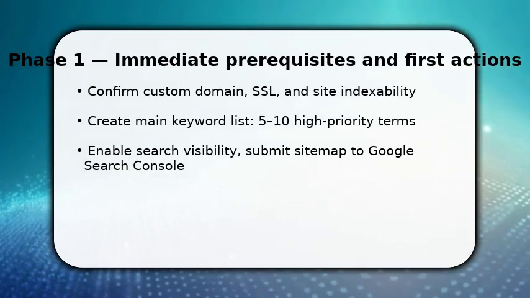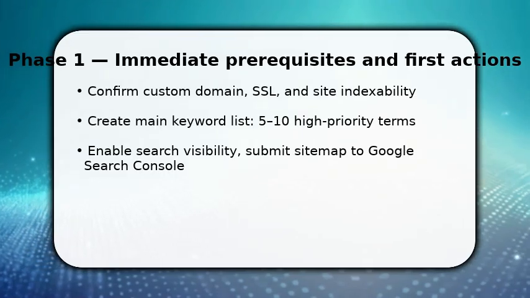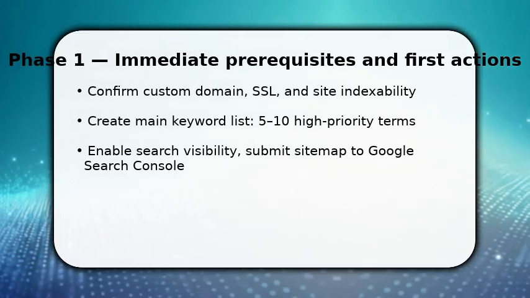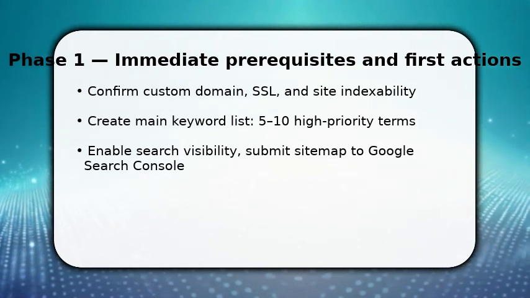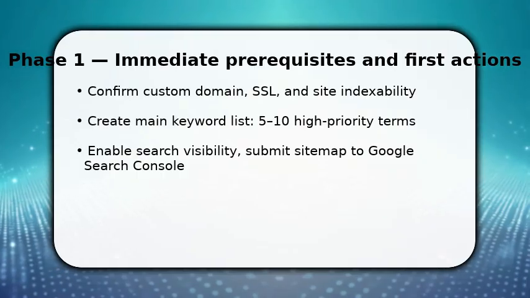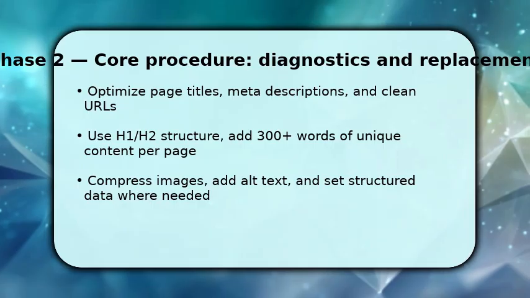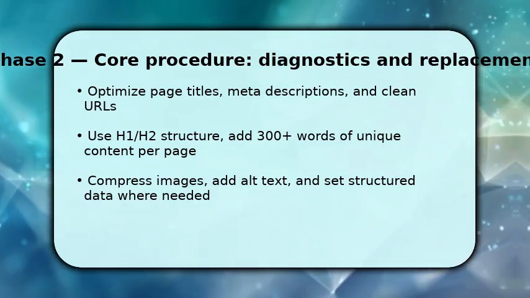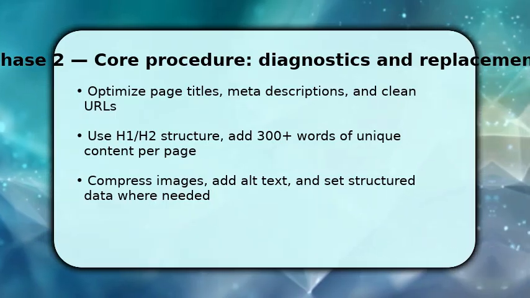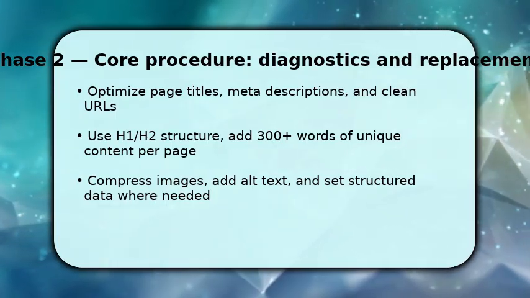Make sure to set clean URLs and remove placeholder content now, so the first crawls index meaningful pages and not drafts. Now you optimize each page. Write concise title tags and meta descriptions using your target keyword early, and keep URLs short. Use one H1 per page and H2s to break sections. This signals topic hierarchy. Add at least 300 words of unique, useful content so pages rank for long-tail queries.